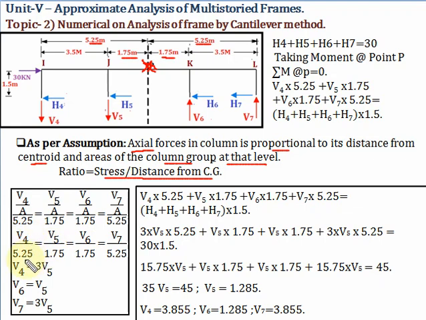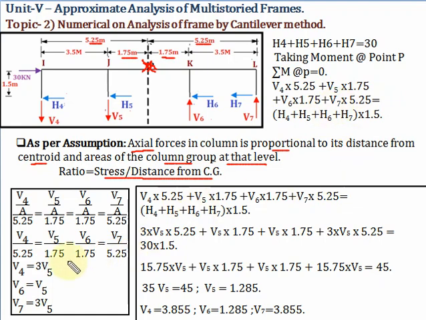V4 upon 5.25 equal to V5 upon 1.75 equal to V6 upon 1.75 equal to V7 upon 5.25. Now here we are calculating all the values in terms of V5. So V4 is equal to 3V5, V6 equal to V5, and V7 equal to 3V5. Now here already we know this equation.